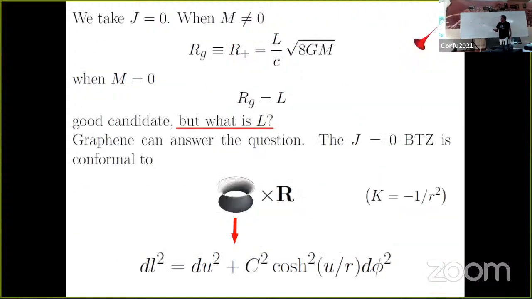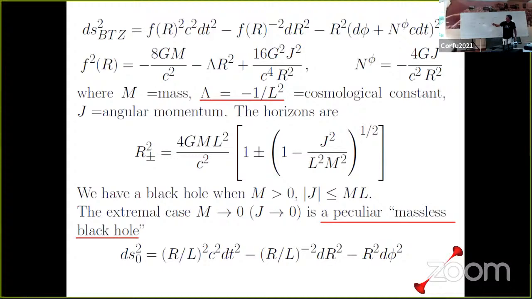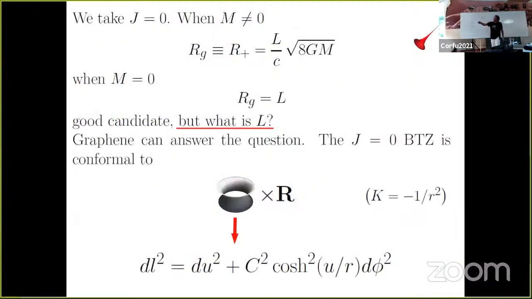is the situation for finding a candidate for this RG in 2+1 dimensions. When M is different from zero, we take the hypermetric. Okay, so if M is not zero, you can take as the gravitational radius the event horizon, which you write in this fashion. When M is equal to zero, you don't have to put M equal to zero here, so you get zero, okay? You go back, you find the different metric, you take the ds zero, and you say, okay, my gravitational radius is this one. Okay, so this is what comes from the theory, okay?